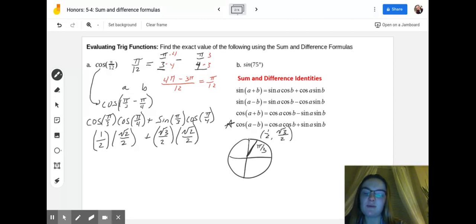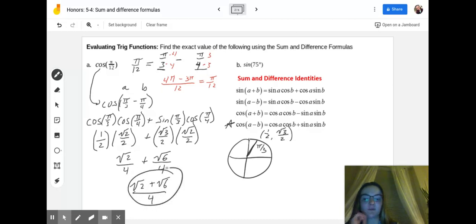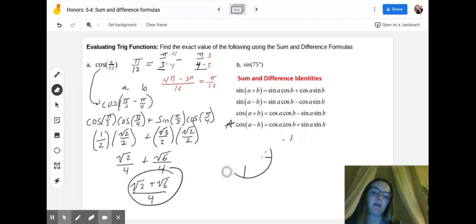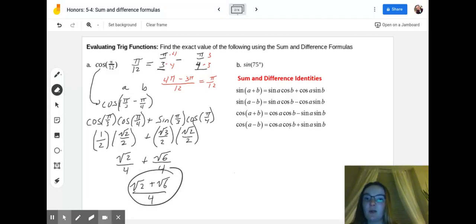If I add both of these together, I get radical 2 over 4 plus radical 3 times radical 2, which is radical 6 over 4. So I get radical 2 plus radical 6 over 4. And that right there is the solution. All right, let's try another one. Hopefully we're starting to get the hang of this. For the next one, we're not going to write in radians anymore. We're going to write in degrees. Sine of 75.